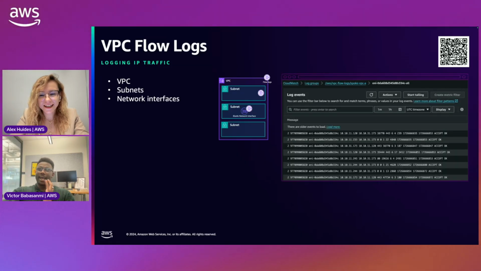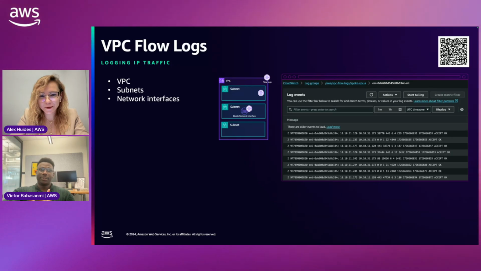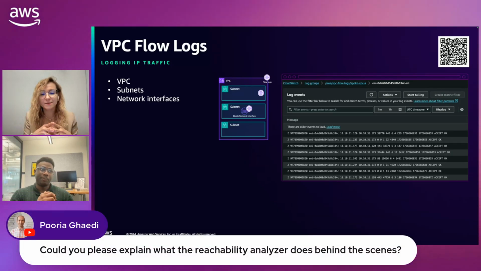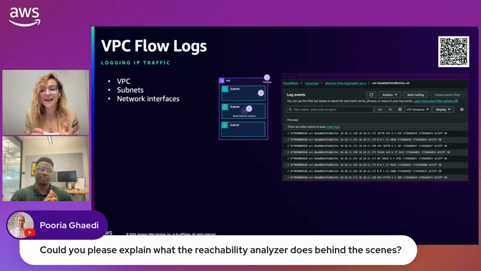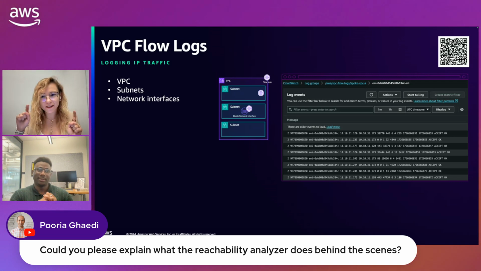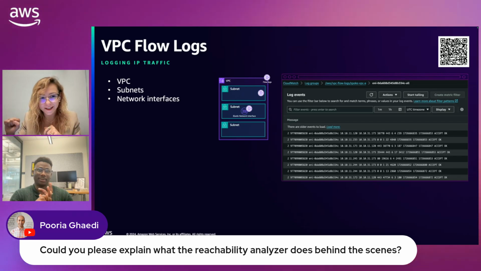Very cool. Before we go a bit deeper into logs, there's a question here in the chat. Could someone please explain what reachability analyzer does behind the scenes? Hold your breath for that. We will have a future session, hopefully next week, if not in 2 weeks from now. Follow the routingloop.net website for that. We will talk about reachability analyzer and network access analyzer.